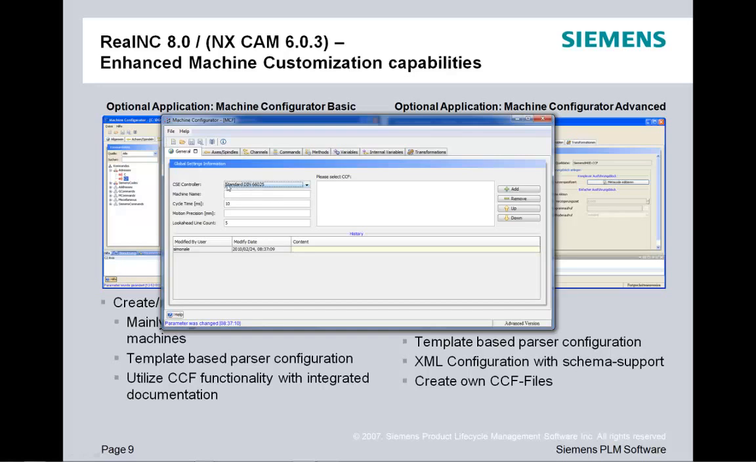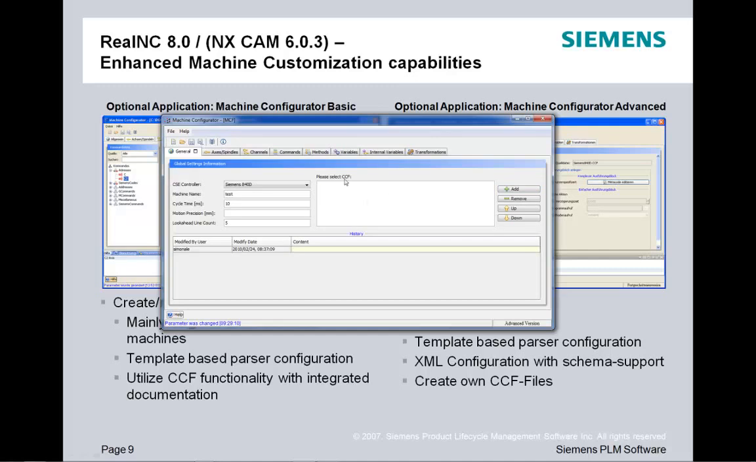So this is machine configurator. On the first tab, it allows you to select which controller you would like to use. It allows you to type in a name and some additional general parameters. It also allows you to use a CCF file. A CCF file stands for controller configuration file, while MCF stands for machine configuration file.